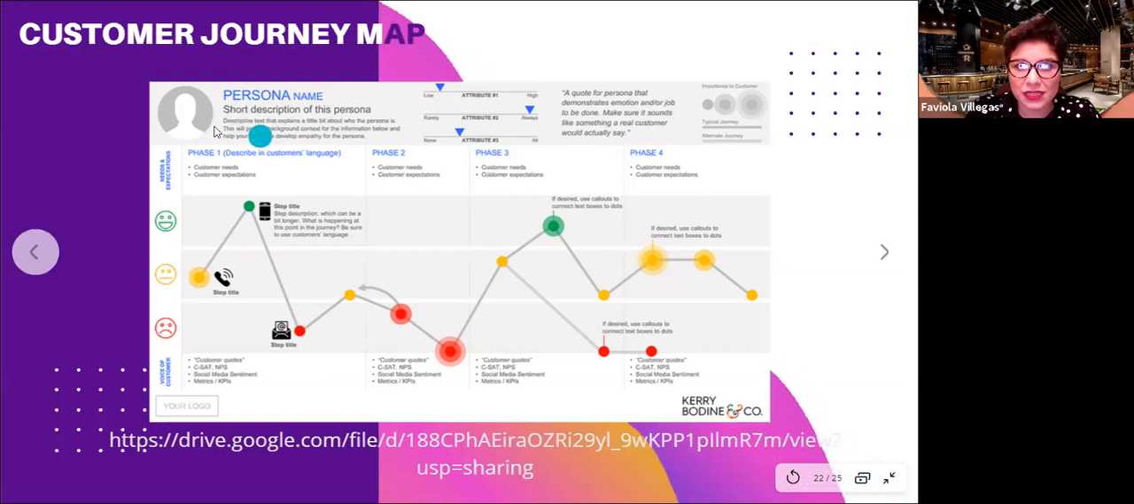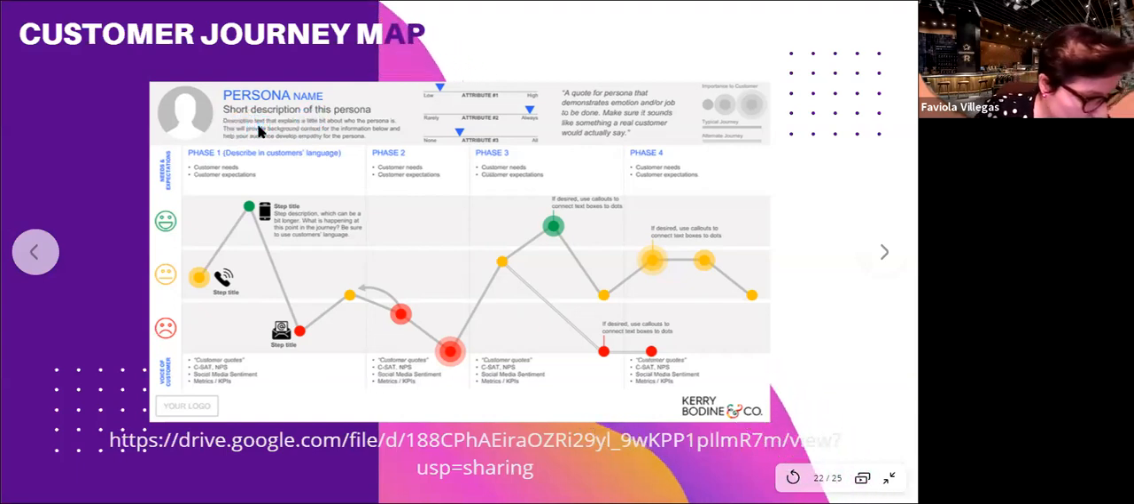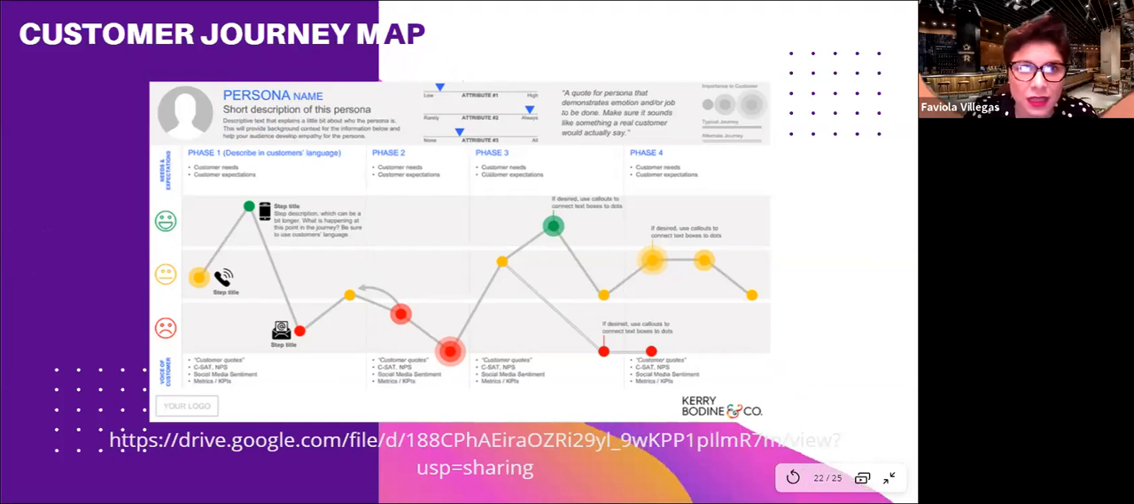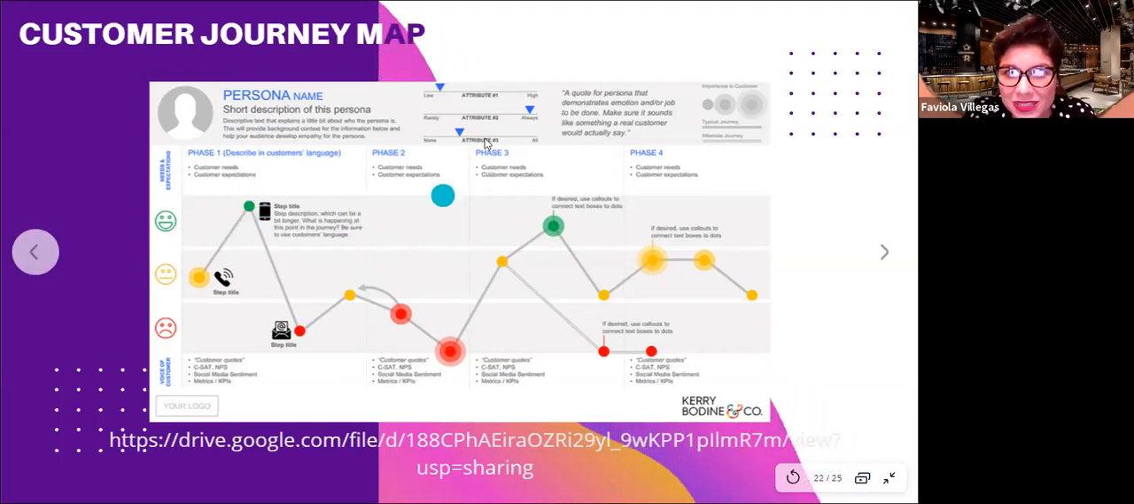So look at this template. This is a persona name. And you need to see this. Look at this. It's beautiful.